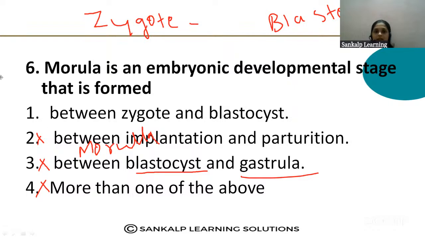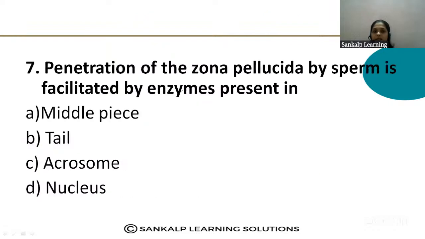See the seventh question. Penetration of zona pellucida by sperm is facilitated by the enzymes present in. So here, the ovum contains the zona pellucida layer, and the sperms swim, reach the ovum and penetrate the zona pellucida layer. So for the penetration, which part of the sperm is helping? Middle piece, tail, acrosome, nucleus. What is the correct answer for the seventh one?